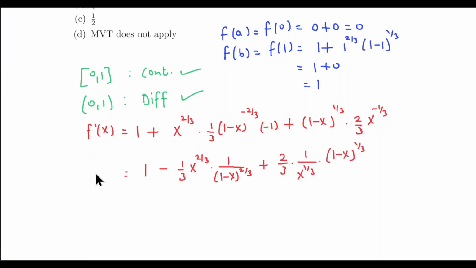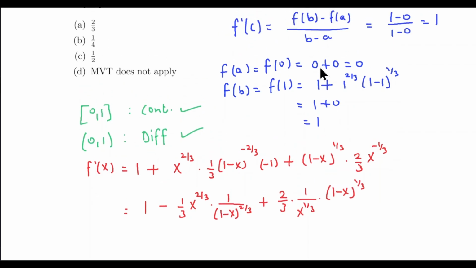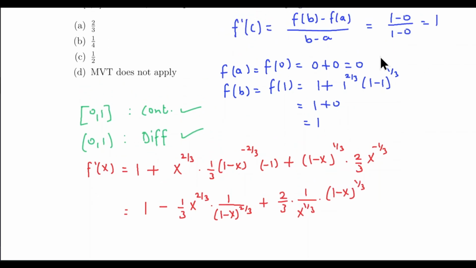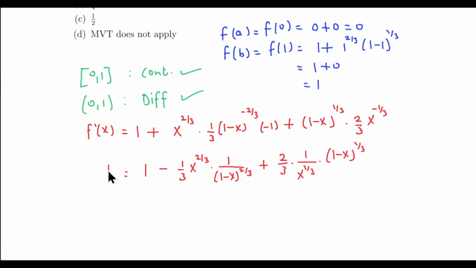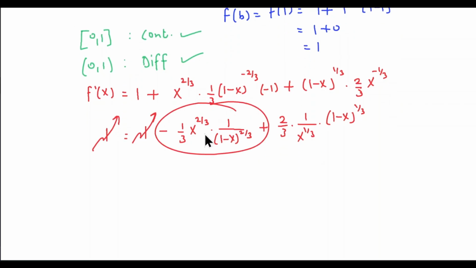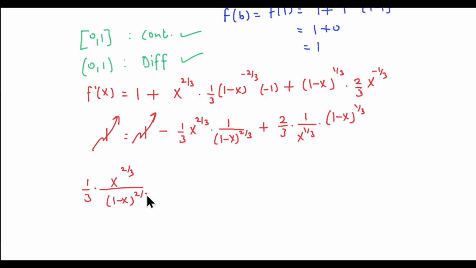And I want this f prime guy to be equal to that (f(b) minus f(a)) over (b minus a), which is just 1. So let's put 1 over here. This 1 and 1 is crossed out. This 1 and 1 is crossed out. And I'm going to move this entire thing on the left side. So it's going to look like 1 over 3 x to the 2 over 3 over 1 minus x to the 2 over 3 is equal to 2 over 3, 1 over x to the 1 over 3, and 1 minus x to the 1 over 3. Annoying, right? I know. 3 gone from both the sides.